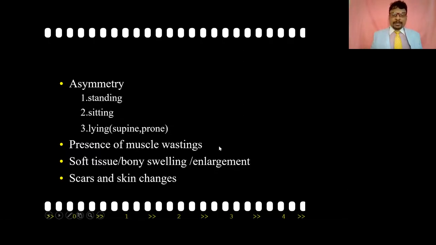And also any presence of muscle wasting. We have to check for any muscle wasting or thinness, because of weakness or nutritional deficiency, the muscle may become thin. Also any soft tissue or bony swelling and enlargement. If there is any swelling, soft tissue injury, bone swelling or enlargement, we have to rule it out and find it. In case of injury, such as an open wound or surgical procedure, there may be scar formation. So we have to find where exactly the scar is.